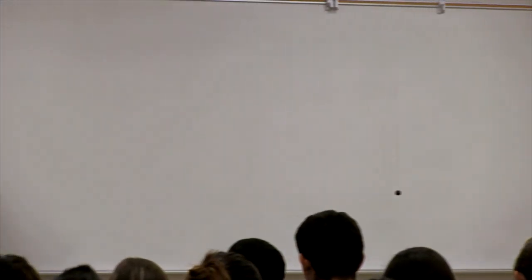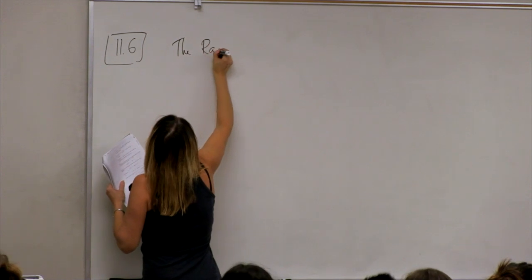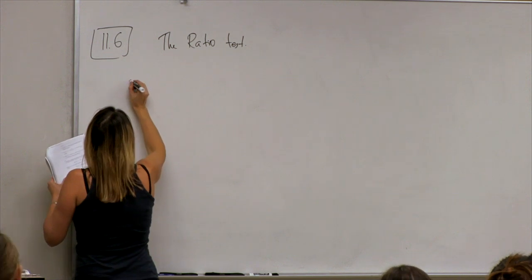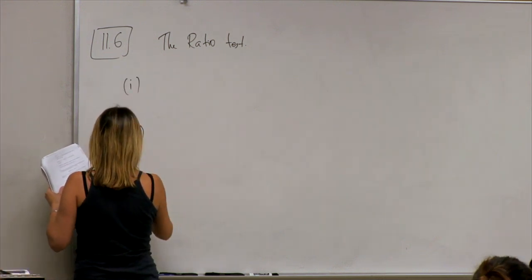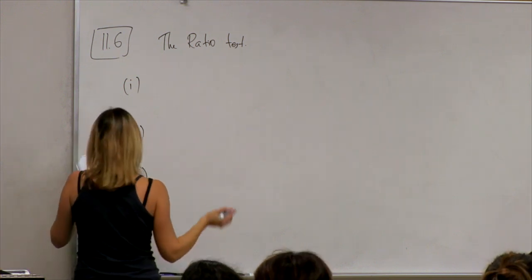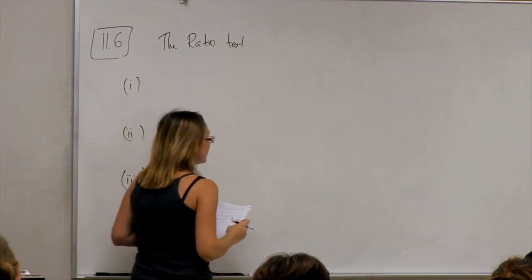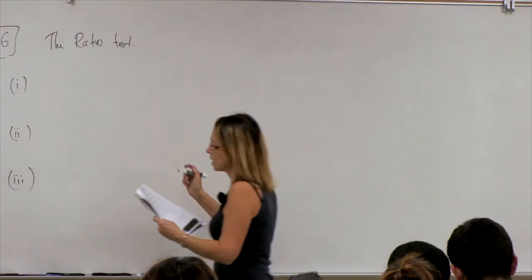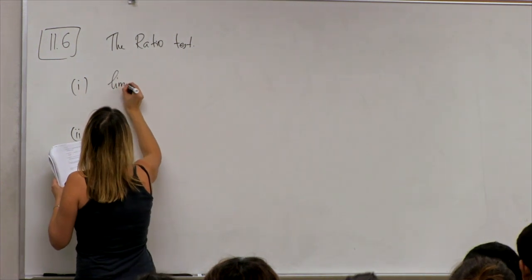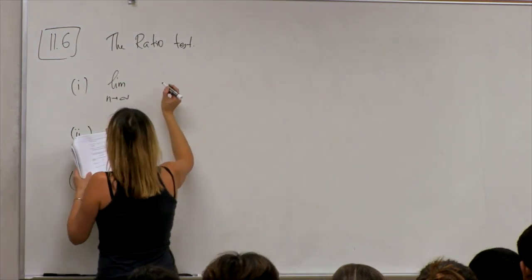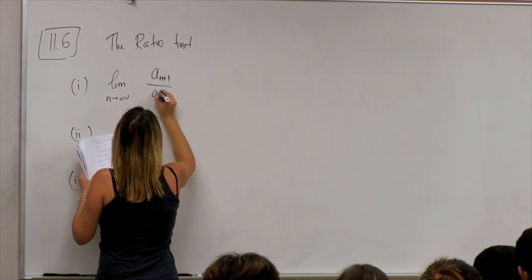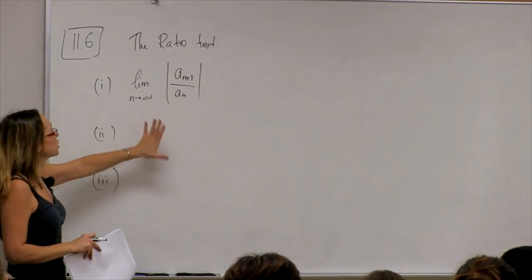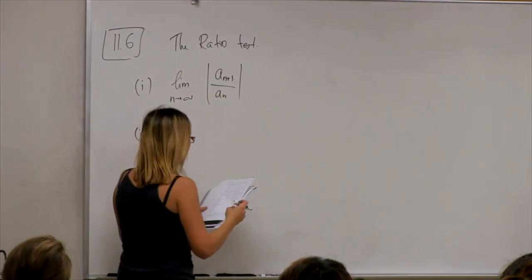So the first one is called the ratio test. This test has three parts. When we apply the ratio test, as the name suggests, we look at the ratio of terms, and we look at the limiting value of the next term divided by the previous term, the absolute value. So this is the object that we consider for the ratio test. It's the ratio and the absolute value.